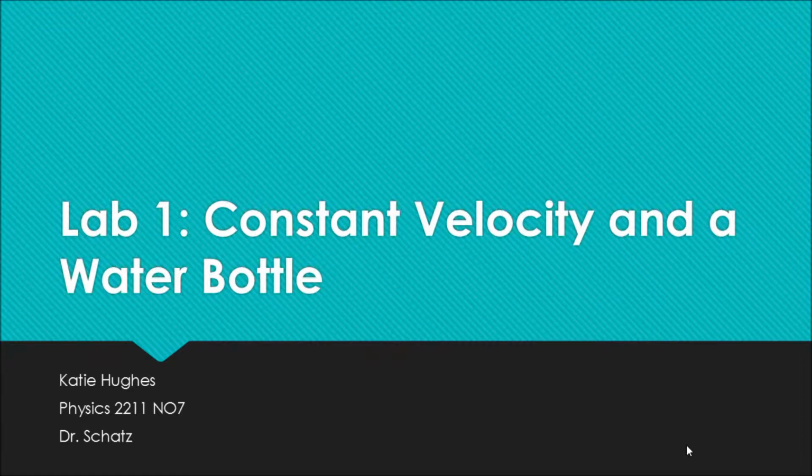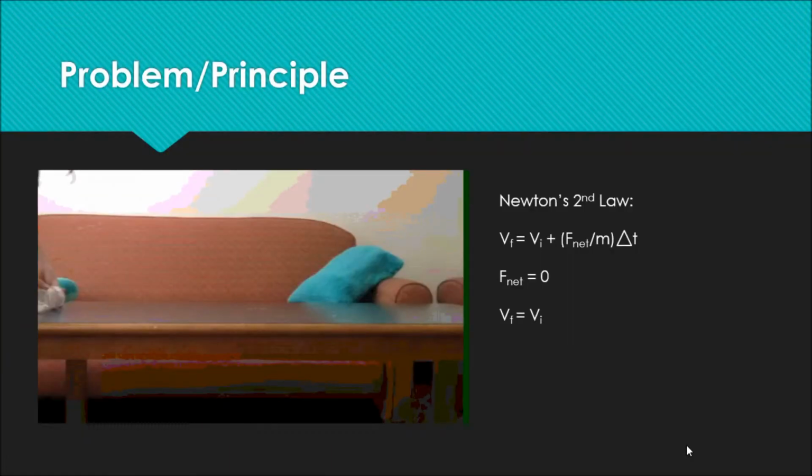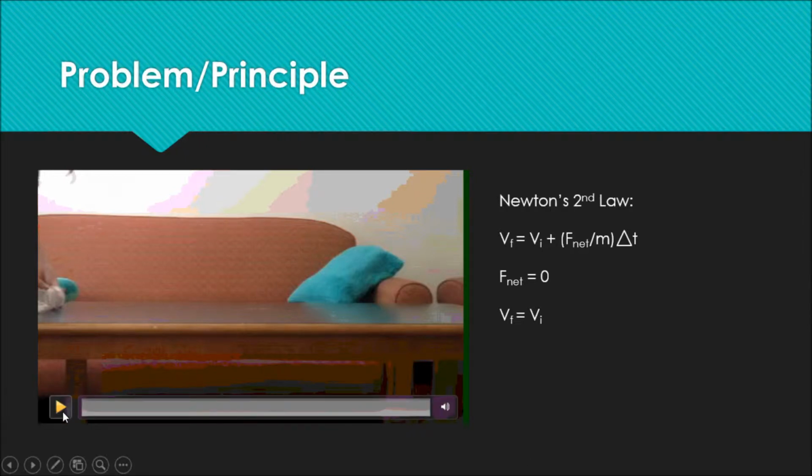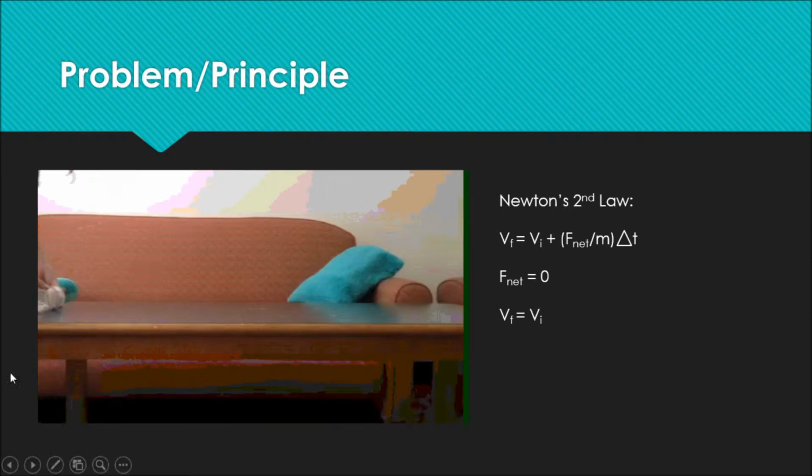For this lab, we were instructed to show something moving at a constant velocity. In order to do this, and according to Newton's second law, V final equals V initial plus F net divided by mass times delta T, the net force has to equal 0 to achieve constant velocity. Here is the original video of a water bottle rolling across a table pushed by myself.